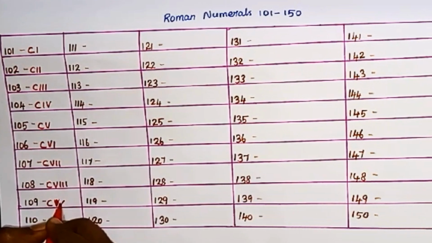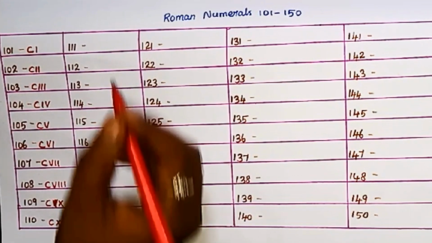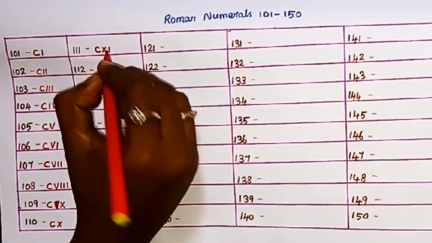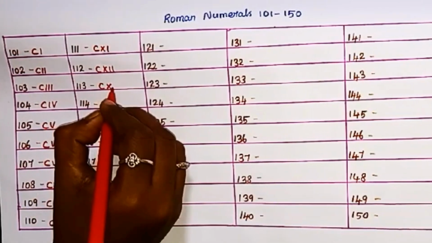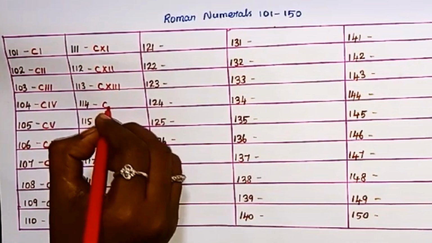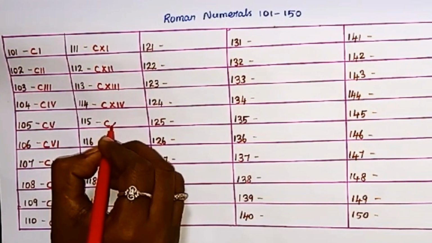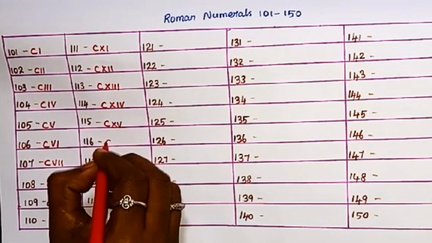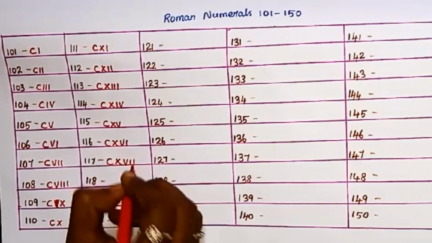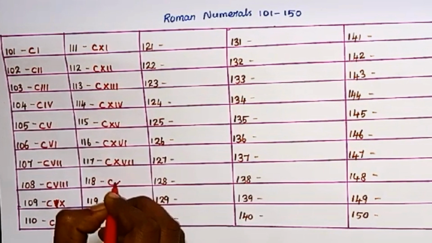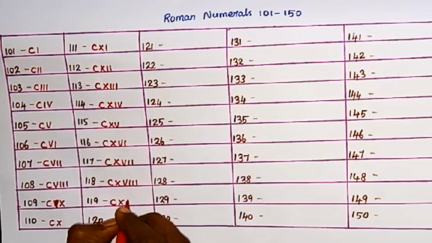109 C I X. 110 C X, 111 C X I, 112 C X I I, 113 C X I I I, 114 C X I V, 115 C X V, 116 C X V I, 117 C X V I I, 118 C X V I I I, 119 C X I X.